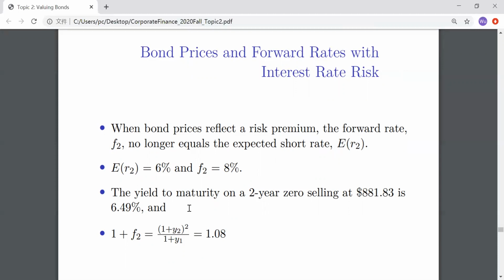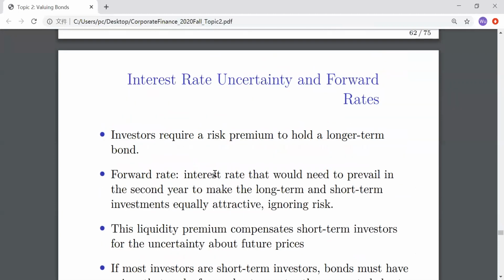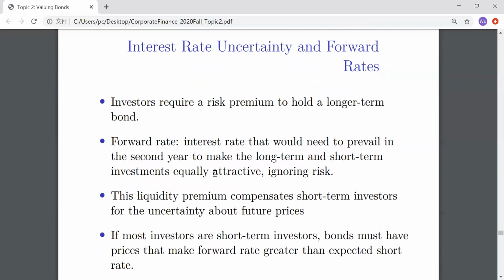Right, and then we get 8%. And then again, this 2% difference is the compensation for the interest rate risk in the second period. In general, investors do require a risk premium to hold longer term bonds, right? This forward rate is the interest rate that would need to prevail in the second year to make sure that the long-term and the short-term investments are equally attractive, ignoring risk. So therefore, the forward rate should reflect the risk premium.